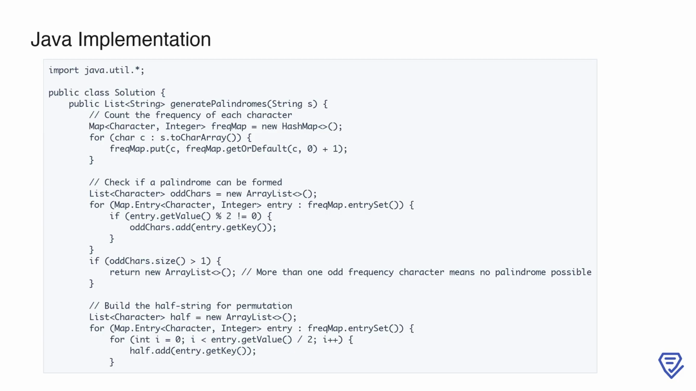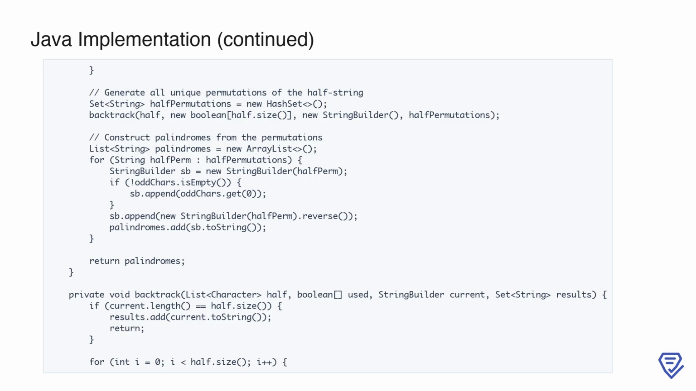If forming a palindrome is possible, we proceed to construct a half string by taking half the occurrences of each character from the frequency map. This half string will later be used to generate permutations, which are essential for constructing the final palindromes. Once we have the half string, we proceed to generate all unique permutations of it. To ensure uniqueness, we store the permutations in a hash set. The backtrack method is used here to generate these permutations recursively.